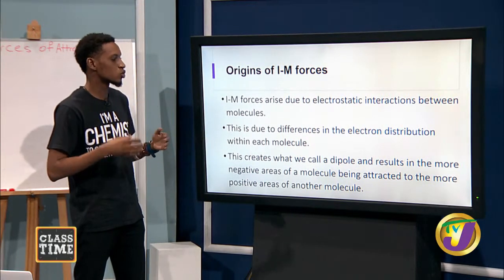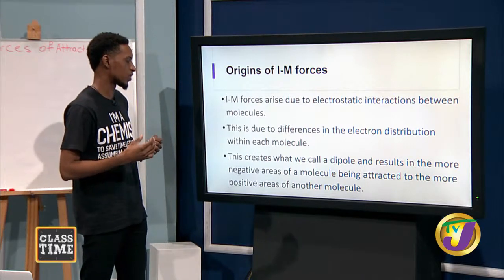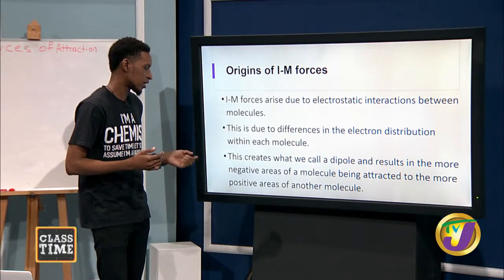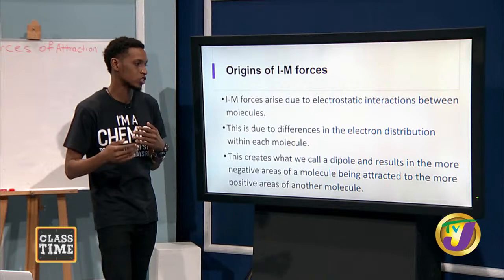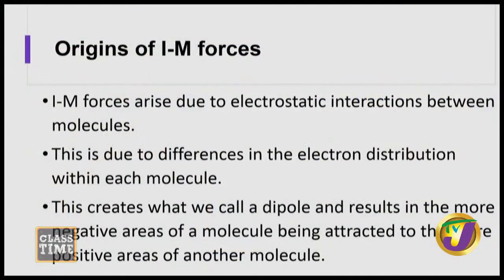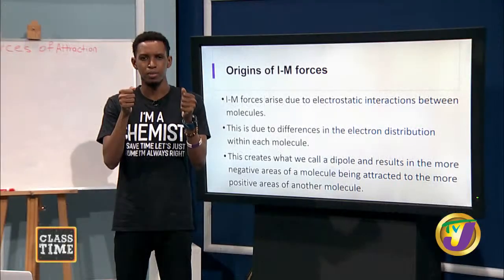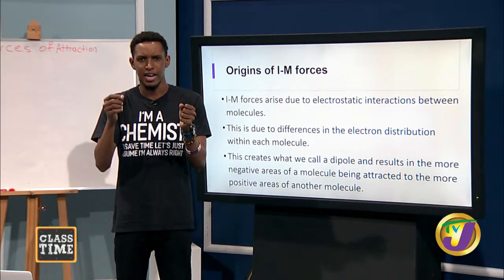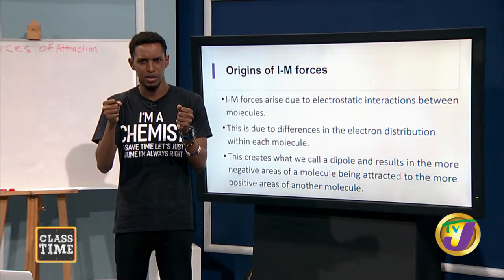It says this is due to the difference in electron distribution within each atom. I'll read what's on the slide and then I'll break it down for you. This creates what we call a dipole and results in the more negative areas of a molecule being attracted to the more positive areas of a molecule. So, in a molecule, you have atom A and atom B, right? If atom A is a lot more electronegative than atom B, the electron density would lie more on the side that has the more electronegative element.